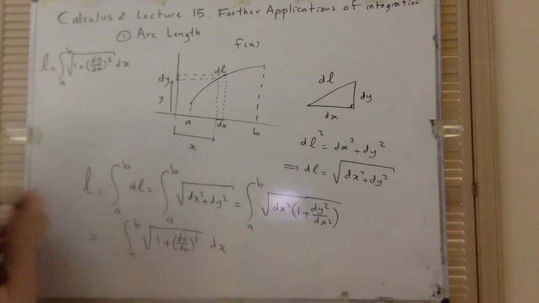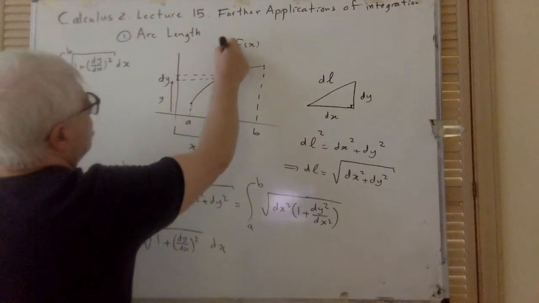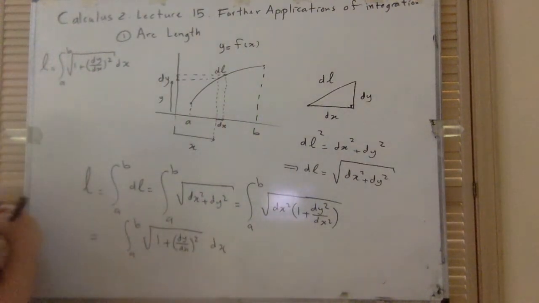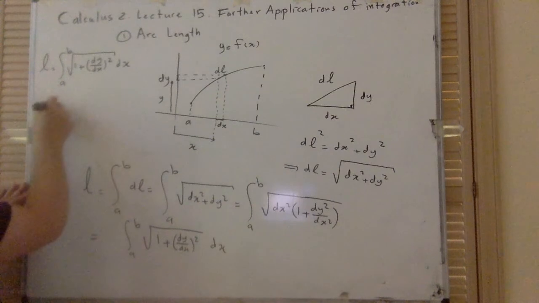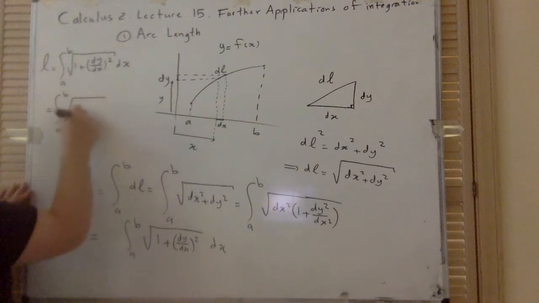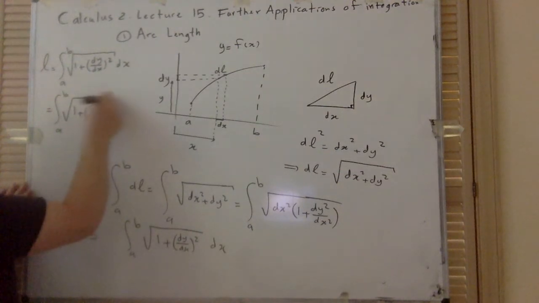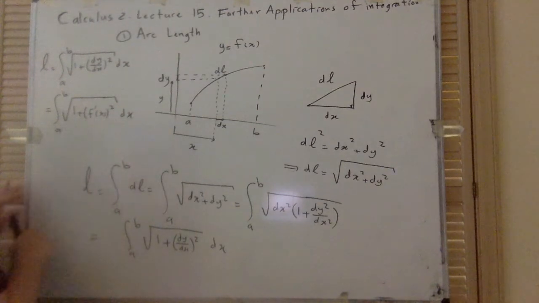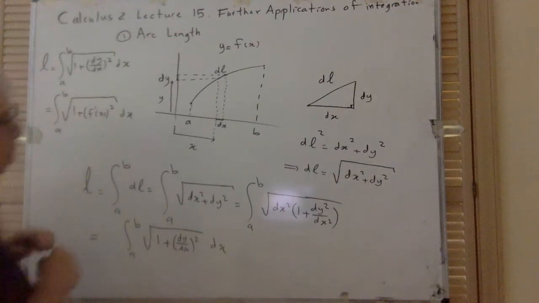And what is dy/dx? We know that y equals f(x), so dy/dx is f prime of x. We can either write it like this, or we can write it in this form. Okay, so this is the formula for arc length.